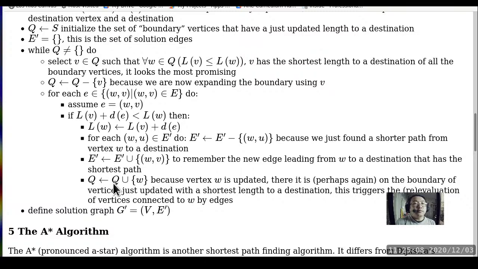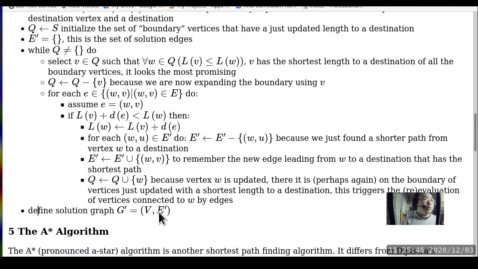So all the other vertices that can get to W with one single edge might have a shorter path now, and that's why we add W to the set Q. And when this while loop is done, we define the solution graph to be G prime. G prime would have the same vertices, but the edges are not E anymore. Instead, it's going to be E prime, and E prime is guaranteed to be a subset of E. It can be a proper subset, but it doesn't have to be.